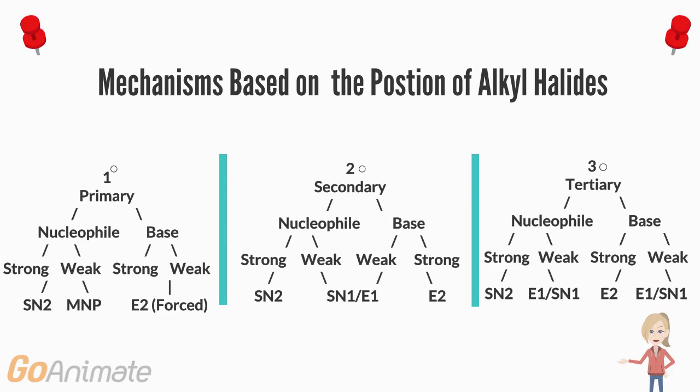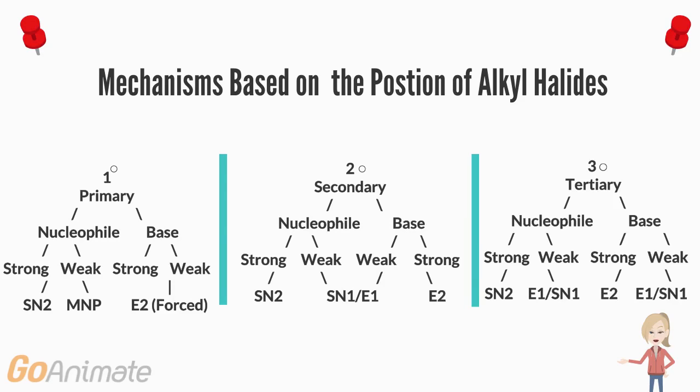Next, let's discuss what will happen when working with a secondary alkyl halide. As you can see, when reacting with a strong nucleophile, the reaction will follow an SN2 mechanism, but something interesting occurs when a secondary alkyl halide reacts with a weak nucleophile or weak base. In the case of weak bases and nucleophiles reacting with secondary alkyl halides, the resulting mechanism the reaction will undergo is both SN1 and E1. Finally, when working with a secondary alkyl halide and a strong base, the reaction will undergo an E2 reaction mechanism.